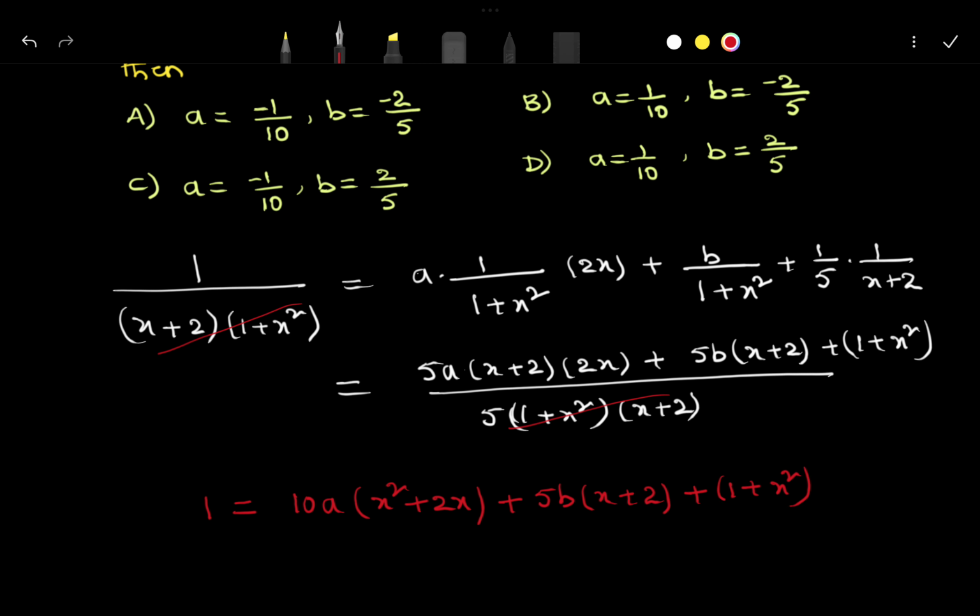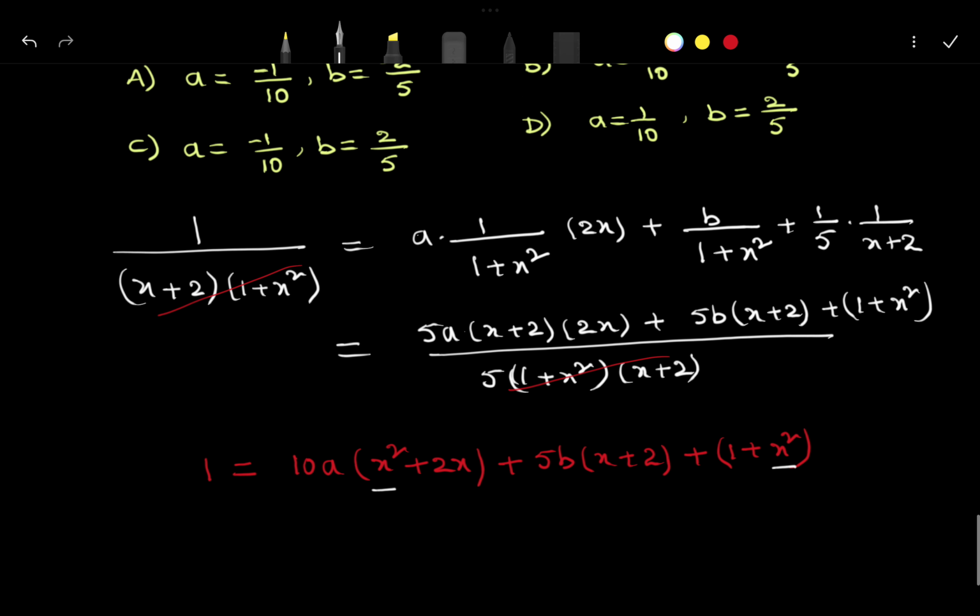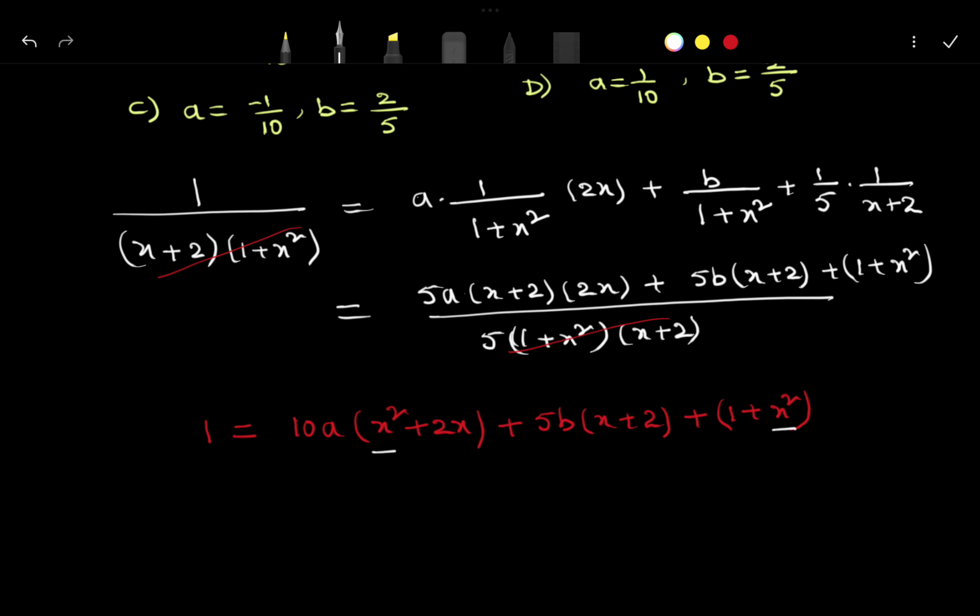Now comparing the coefficients of like terms on both sides. First, the highest power is x square. Comparing the coefficient of x square on both sides, the left hand side has no x square term. Therefore you can write 10 into a plus 1 is equal to 0. From this you will get a is equal to minus 1 by 10. I hope everyone is clear how to get this value.